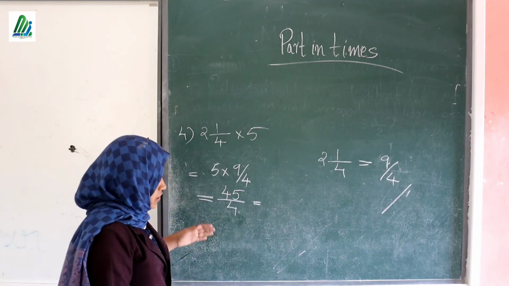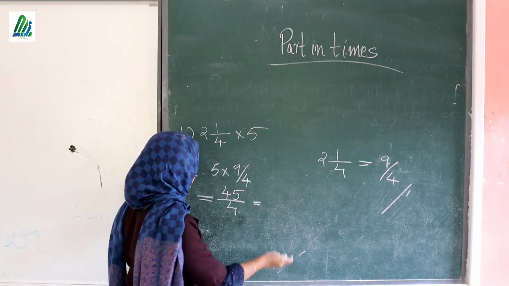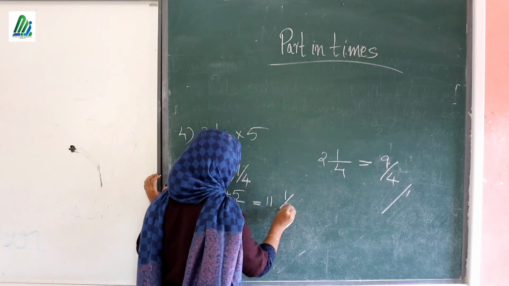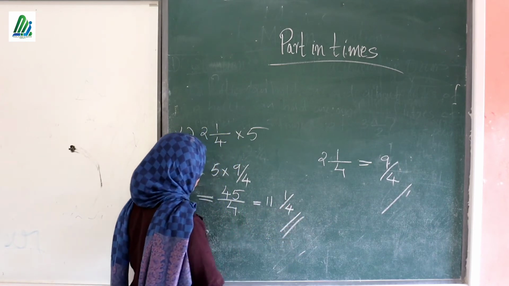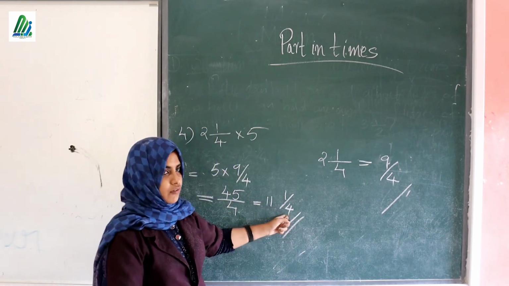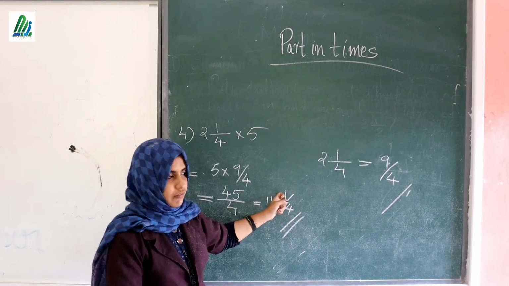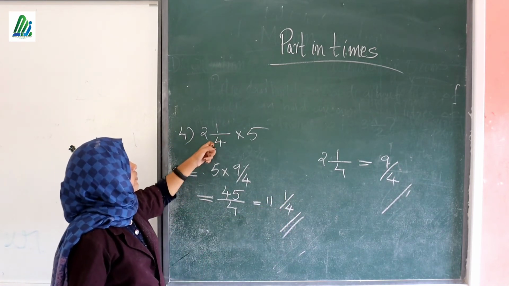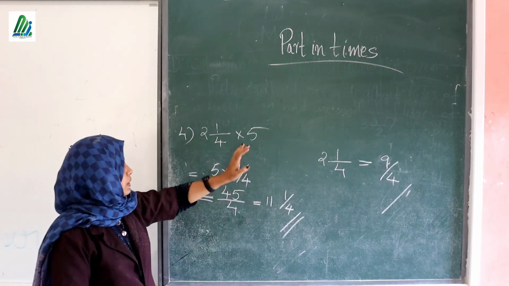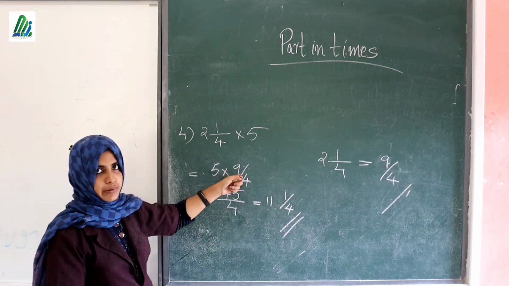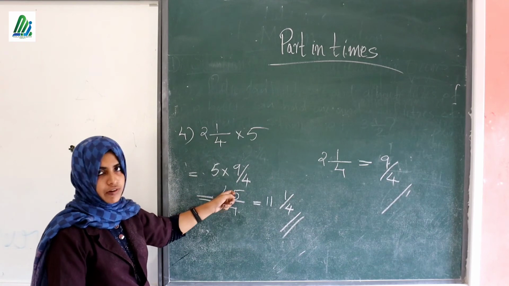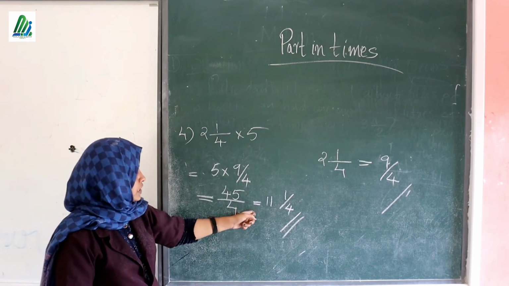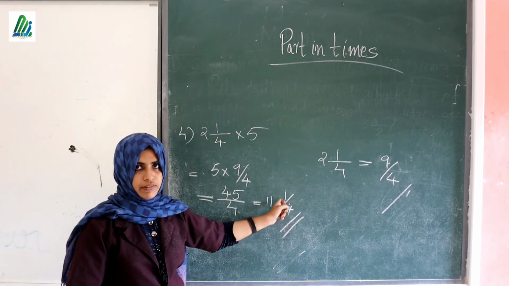So when we convert this 45 by 4, 11 into 4, 44, 44 plus 1, 45 by 4. Okay. So here we just convert 2 1 by 4 into 9 by 4 and multiply by 5, 5 into 9 by 4. 5 into 9 means 45, 45 divided by 4, which means 11 1 by 4. Okay, 11 1 by 4.